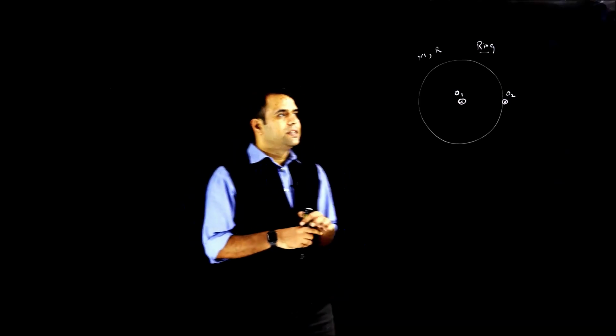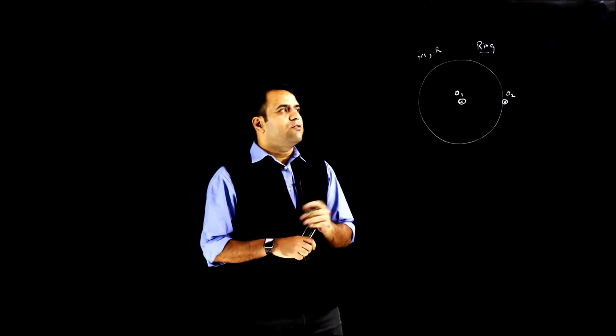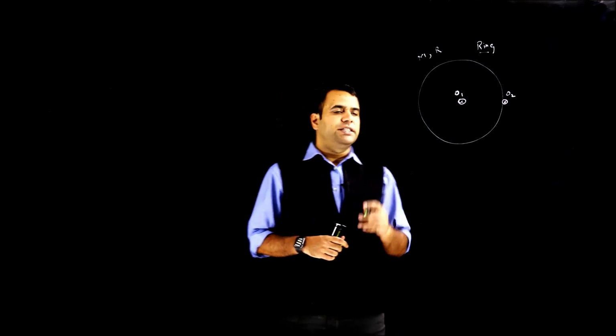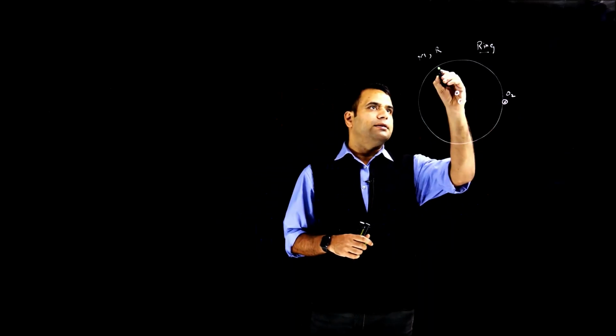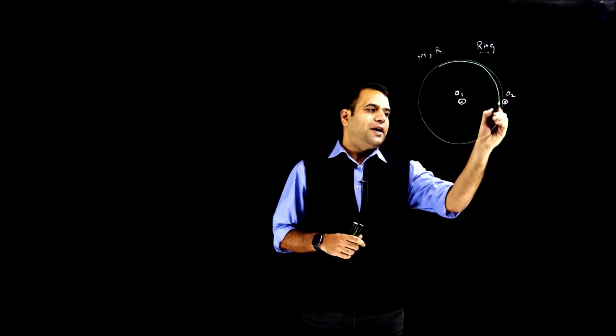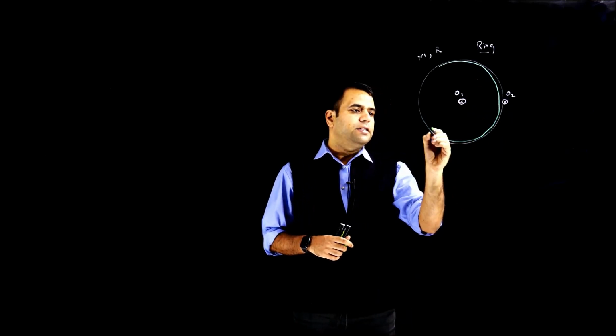Hello. So, in this question, we have to calculate the moment of inertia for a ring about this axis. This is our ring. The mass of the ring is given, m, and the radius of the ring is given, r.